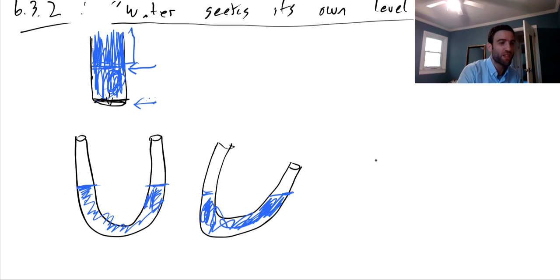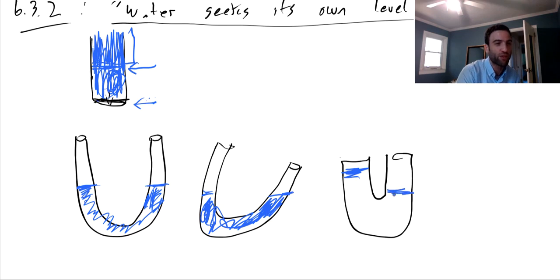One way of thinking about why that should be the case is by thinking about the fact that pressure increases with depth. That's an effect due to gravity. So what if it was the case that water didn't seek its own level? So suppose the water was higher over here and lower over here. Okay, and then what I want to do is consider two points within this fluid, one that's over here and one that's at the same height but over here.